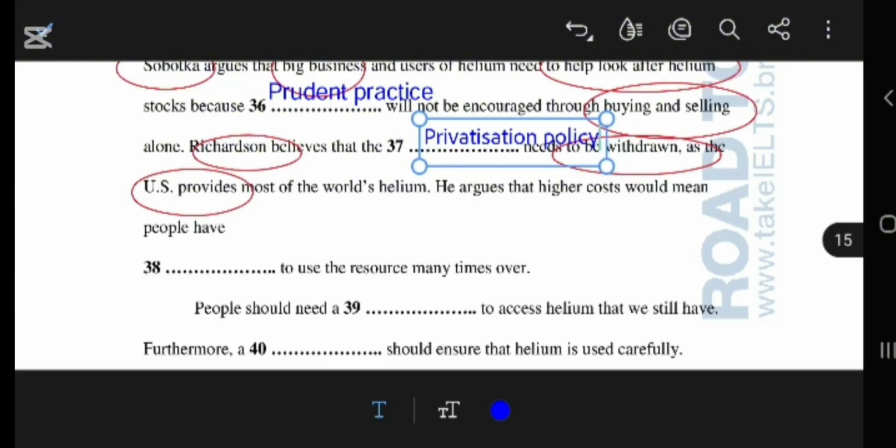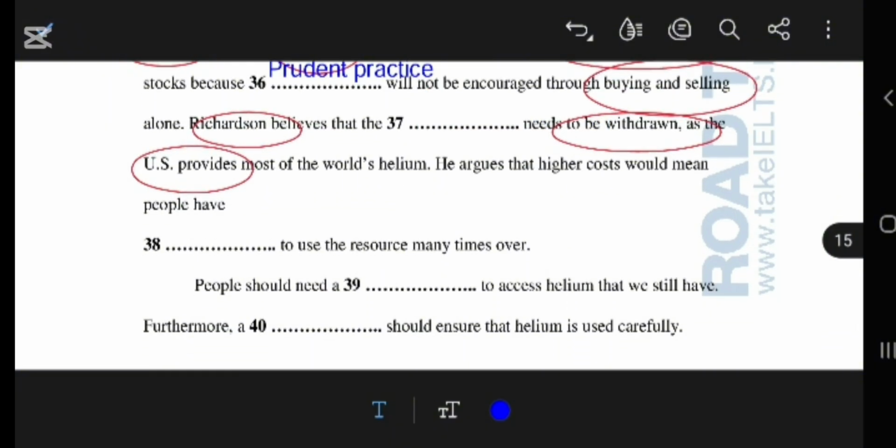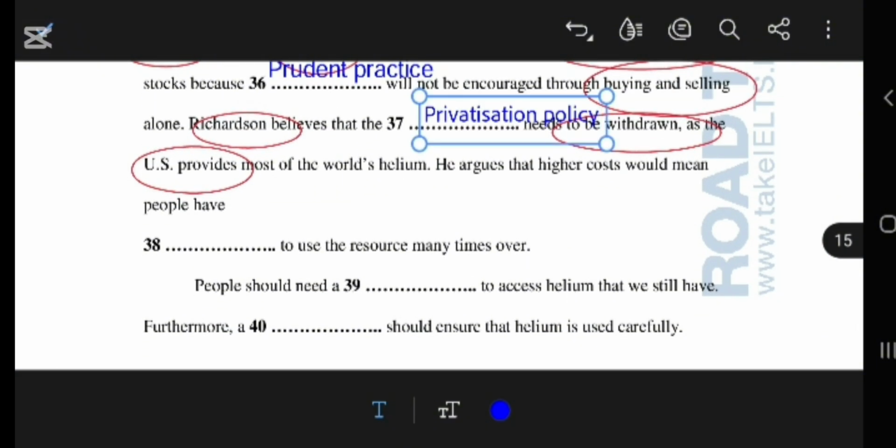Next question. He argues that higher cost would mean people have dash to use the resource many times over. So I'm thinking people have liberty or people have access to use the resource. Another noun. People have access, liberty. Think about it. I mean, it makes logical sense. Higher costs would mean people have dash to use the resource many times over. Oh, I'm even thinking limited access, because higher cost would mean not having easy access, right?